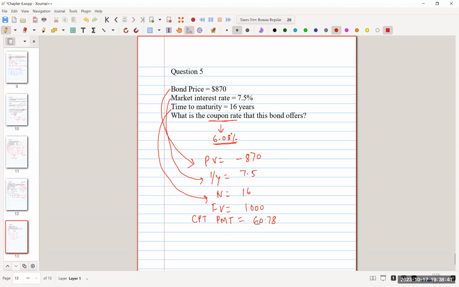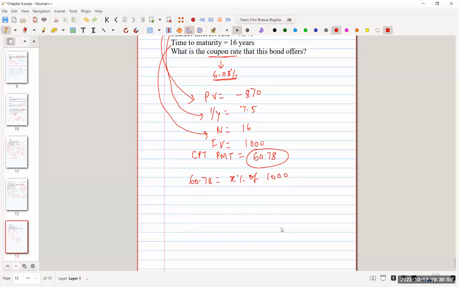So this tells me that in the form of interest, every year I'm getting $60.78, but this $60.78 is supposed to be some coupon rate X% of the face value. So you know where this is going. So what's this X% then?